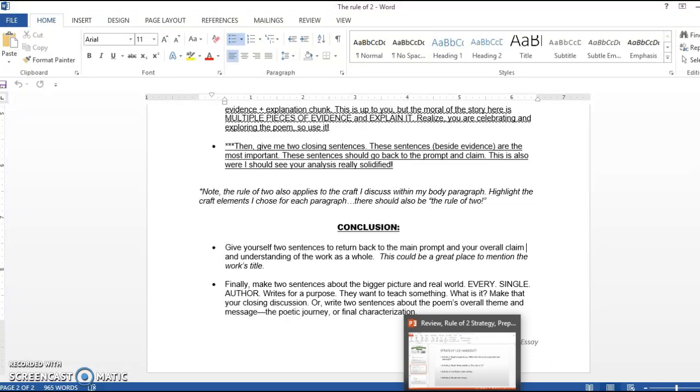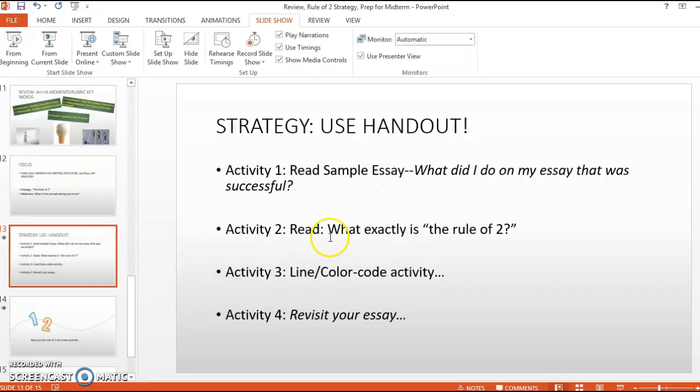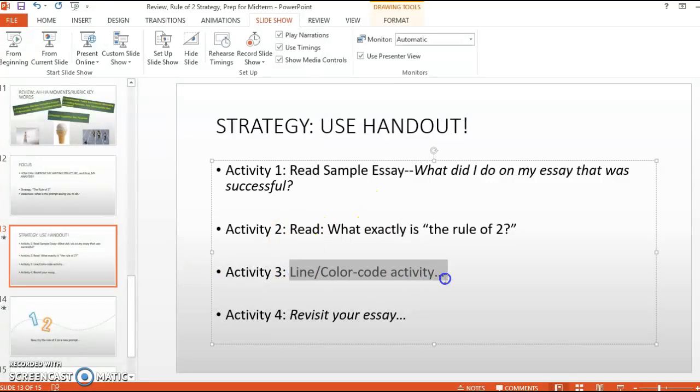The goal here is for you guys to think about the rule of two. Moving back to the conclusion, I want you to kind of color coordinate. I did my first paragraph, look at my second body paragraph, and see if you can identify how I use the rule of two. And then definitely make sure you look at your own essay and ask yourself, where could I have pushed the rule of two more?